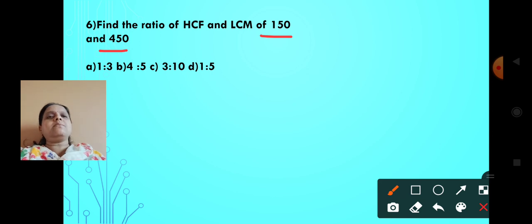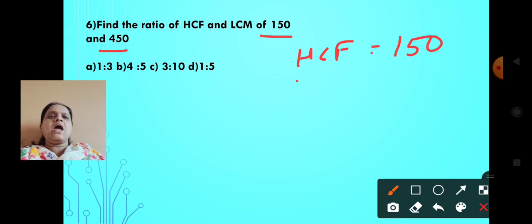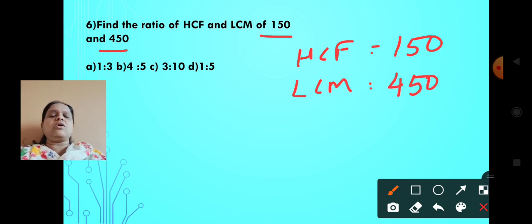So when one number is a multiple of the other, your HCF will be the smaller number, that is 150, and your LCM will be the bigger number, 450. But this is not applicable for all the sums. It is applicable only if one number is a multiple of the other. So here HCF is 150, LCM is 450.